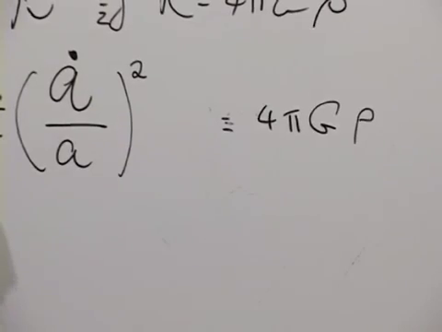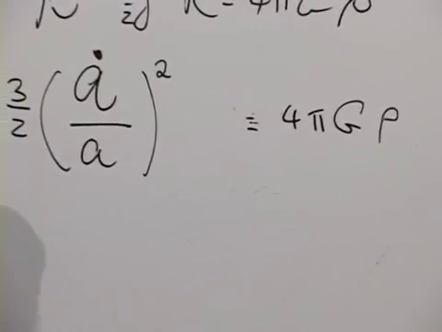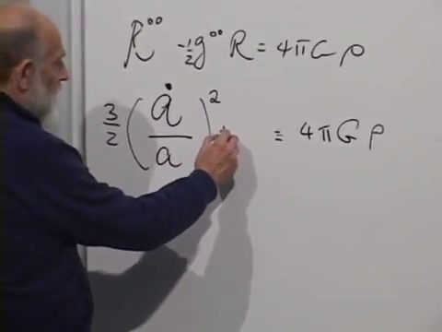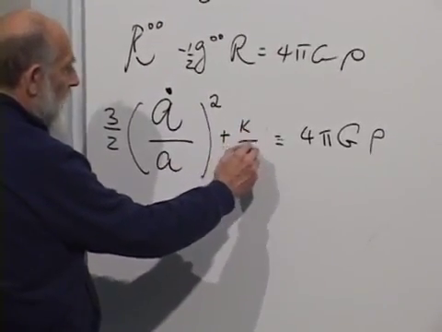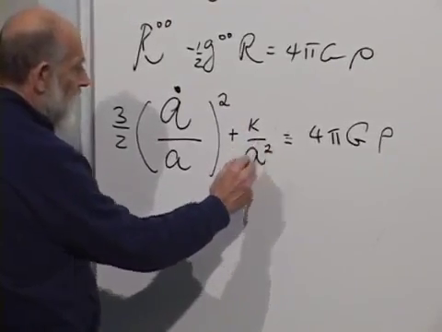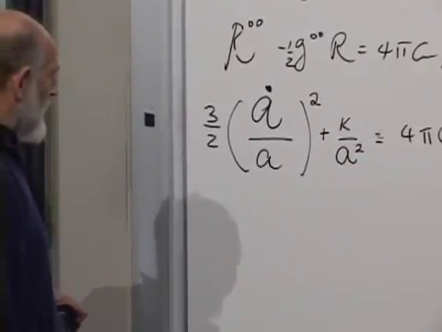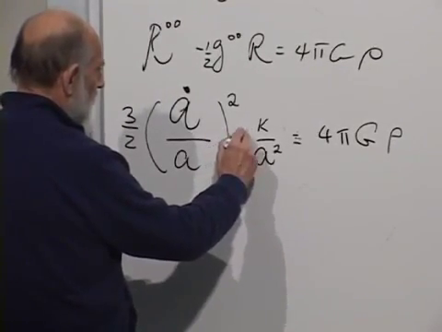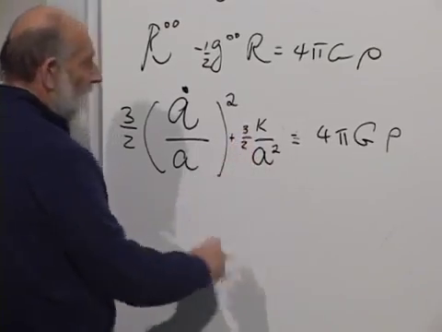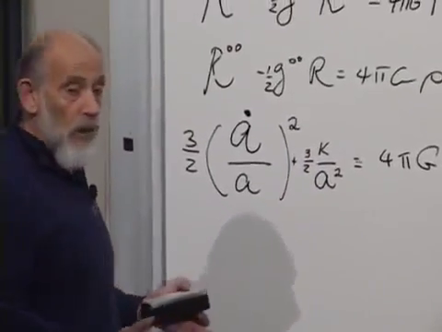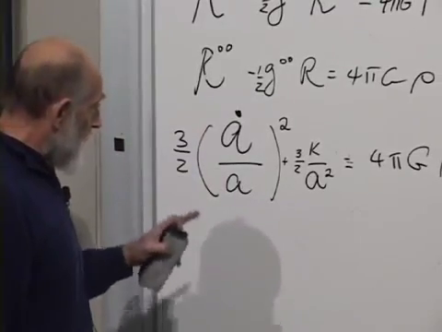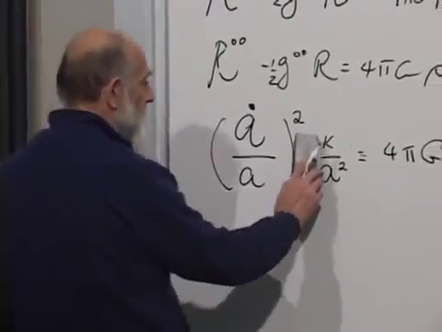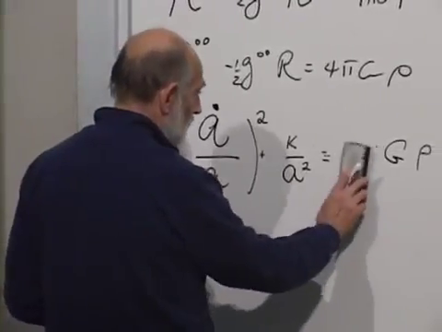The other factor that's here is 0 when k is equal to 0. But for the other two cases, it's plus k divided by a squared. Now, this is probably not true. This is probably 3/2 of this, where k is either plus, minus 1, or 0. So the meaning of this equation then, let's get rid of the 3/2 by multiplying. It becomes 8 pi over 3.